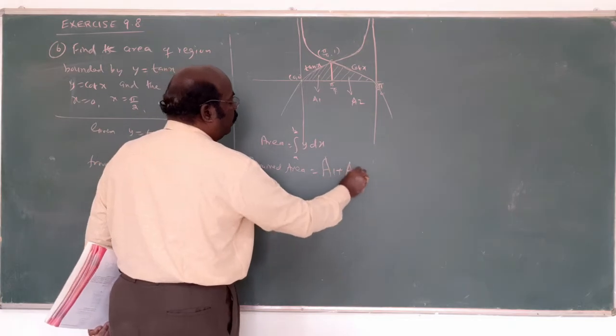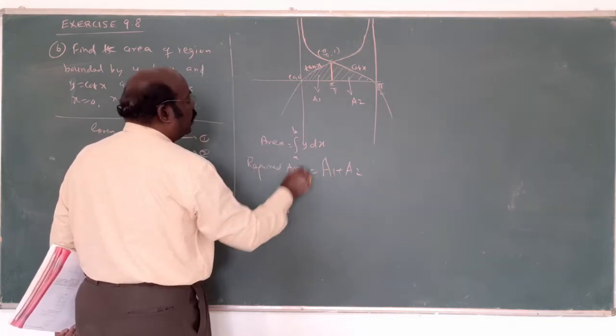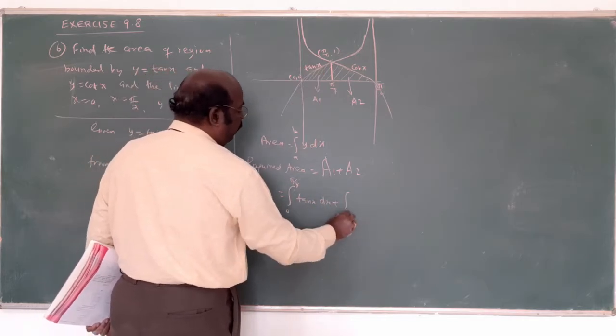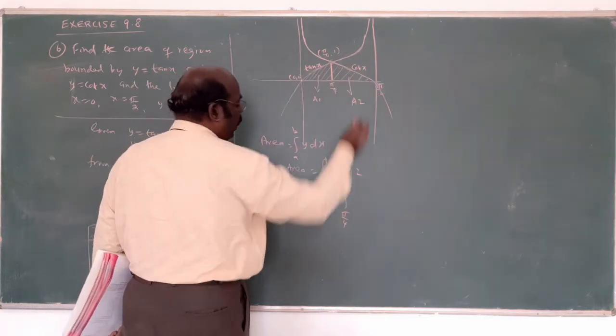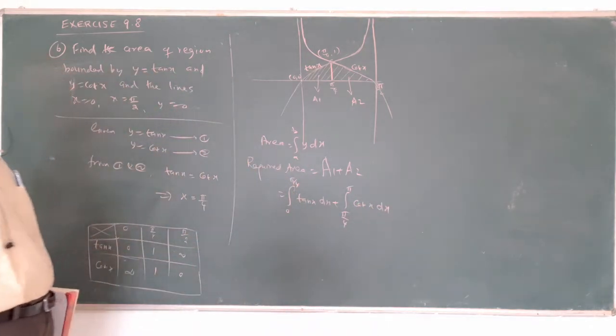Now the required area equals A1 plus A2. The A1 is from 0 to pi by 4, where y is tan x, dx. Here from pi by 4 to pi by 2, only cot x. That's all. Now integrate with respect to x, we get the answer.